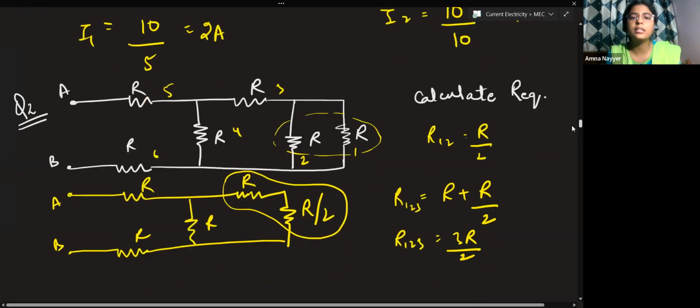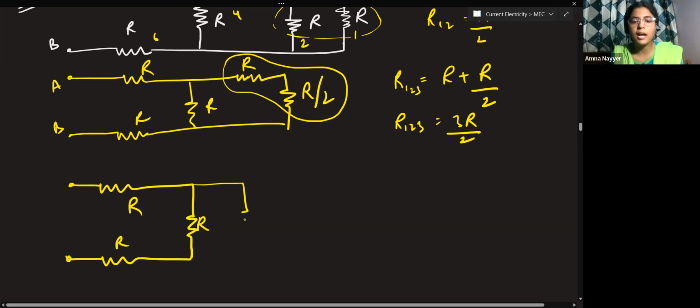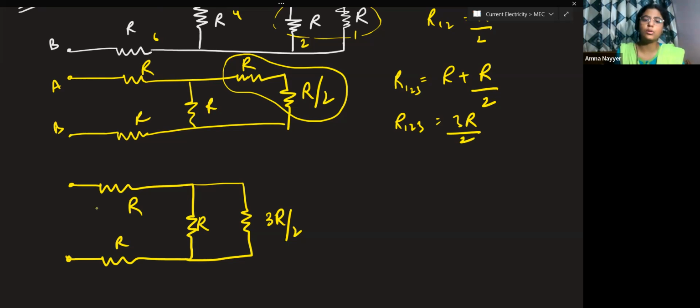Now R1, 2, 3, this is connected in parallel with this. How? You can see, this is the circuit. This is R, R, R. And now you have 3R by 2. So see, 3R by 2 and capital R, both of these are different. So you cannot write it as half of it. So you have to ultimately solve this.